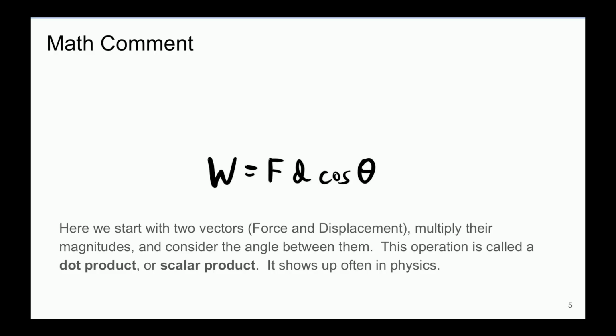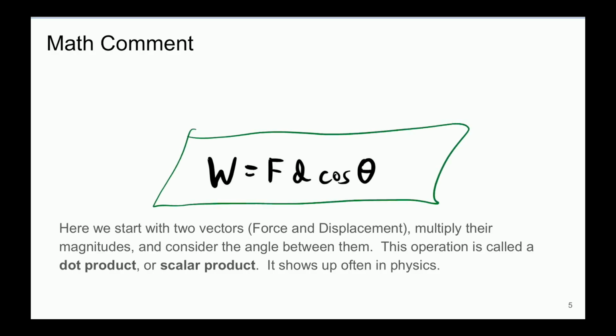And then I'll mention too, because I'm interested in mathematics, that the calculation for work is called a dot product or a scalar product. I mention that mostly because you'll start to see that as you continue your study of physics. It's something that pops up here and there as you're doing different kinds of study. So just a little fun fact.